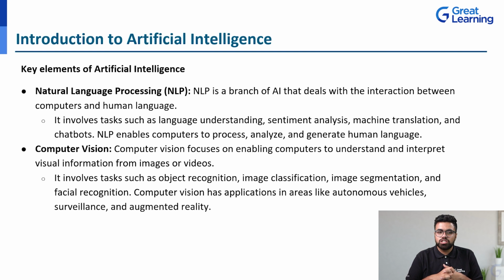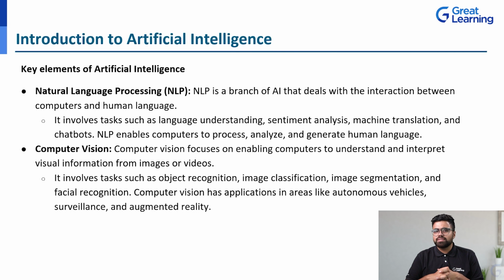Then machine translation, enabling the chatbots to understand what we are talking about, the tone in which we are talking, right? So NLP enables computers to process, analyze, and generate human language. Now, the next part is computer vision. Computer vision focuses on enabling computers to understand and interpret visual information from images or videos.